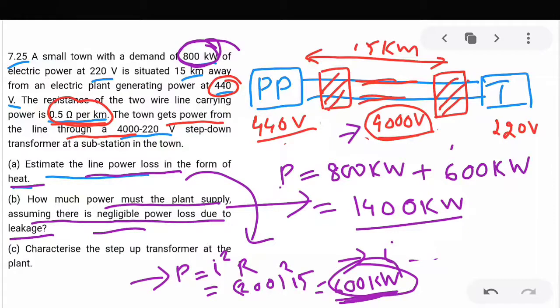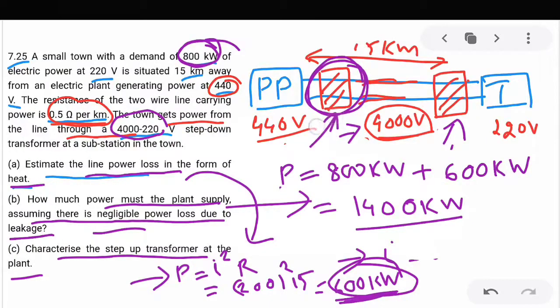Now part C of the question: characterize the step up transformer at the plant. This is the step up transformer. So what kind of transformer is this? For the other end we have 4000 volt to 220 volt, that is the step down transformer near the town, converting 4000 volt into 220 volt. Now it is asked, what is the nature of the transformer near the power plant.